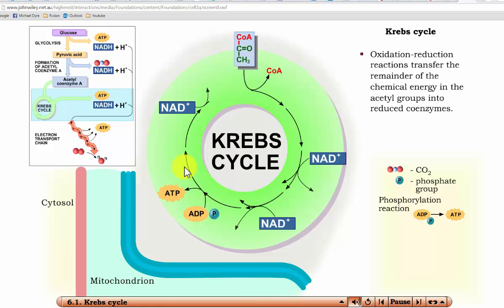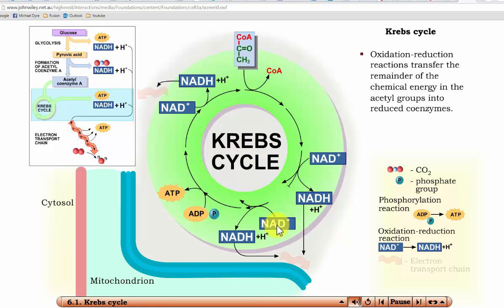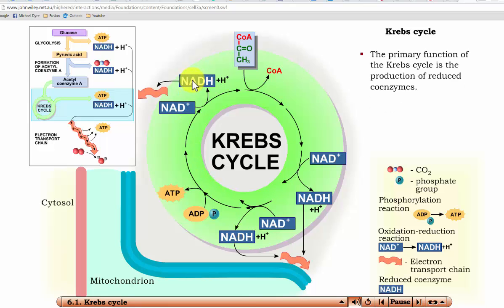The remaining energy in the acetyl groups is transferred to reduced coenzymes. The primary function of the Krebs cycle is the production of many reduced coenzymes. It is in these molecules that most of the energy harvested from the original glucose molecule now resides.